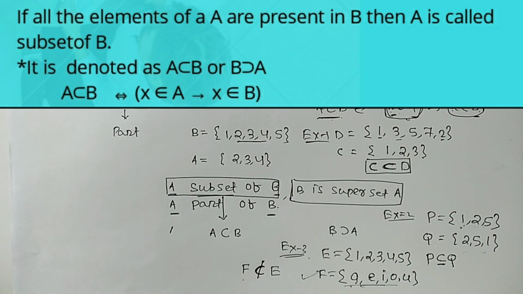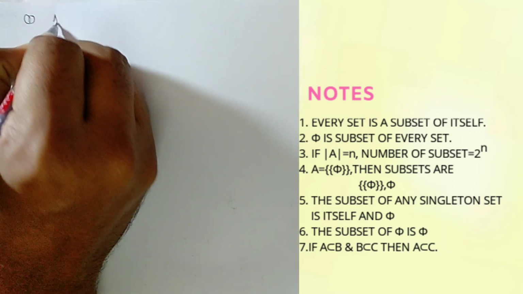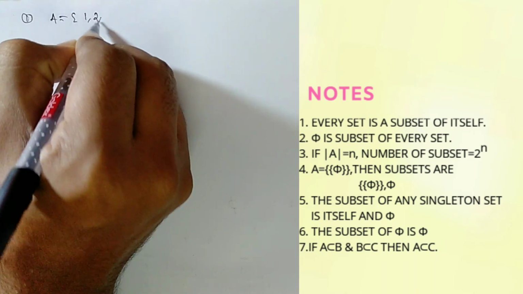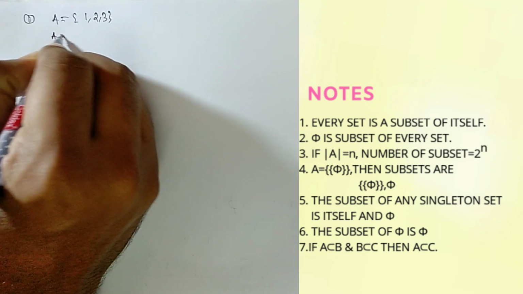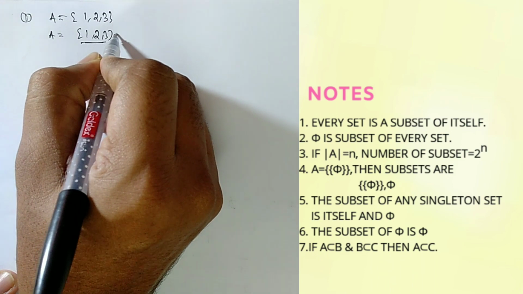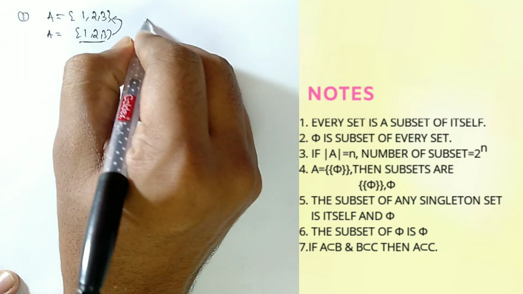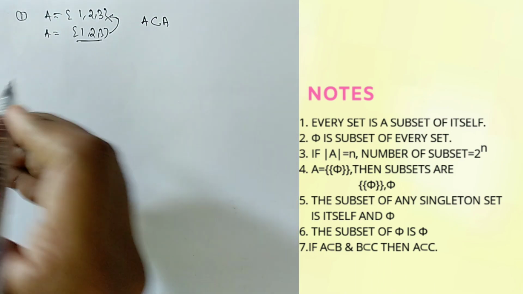Now we will see the important points of subsets. Point number 1: every set is a subset of itself. Let us consider that the set A contains the elements 1, 2, 3. That set A itself also contains 1, 2, 3. That means the elements of the set A are present in the set A also. So A is a subset of itself. So every set is a subset of itself.